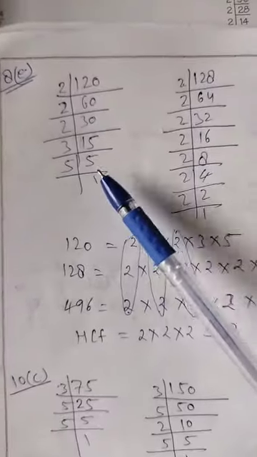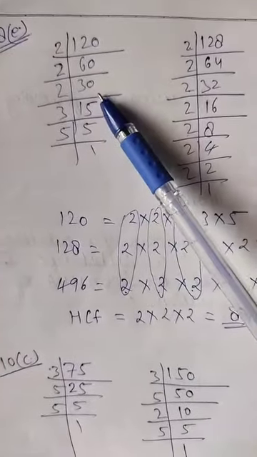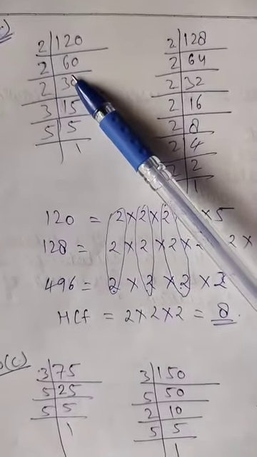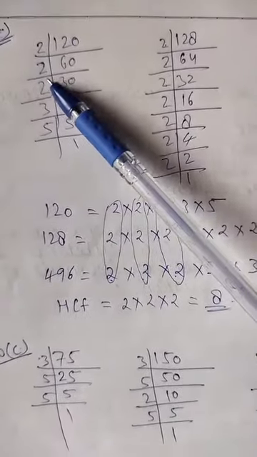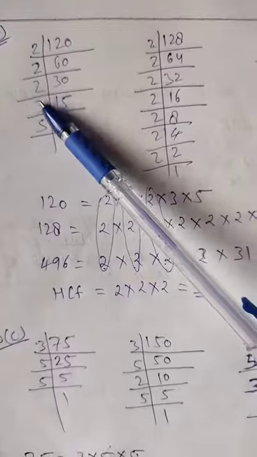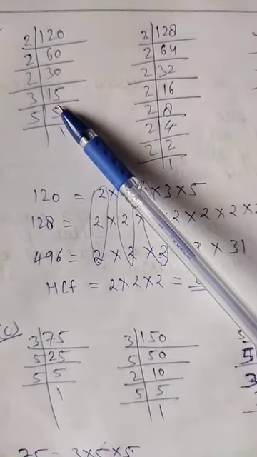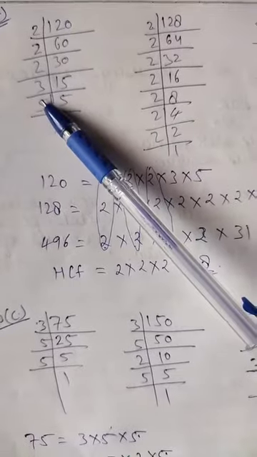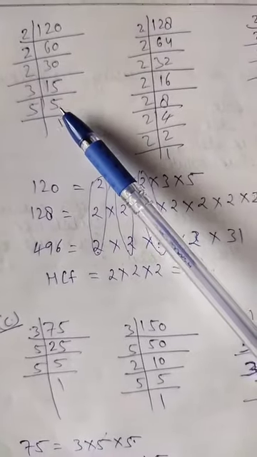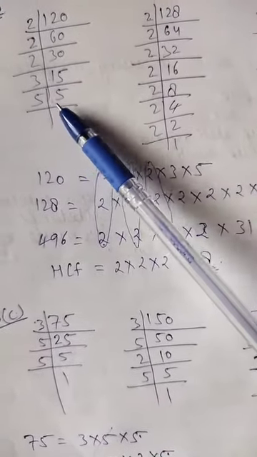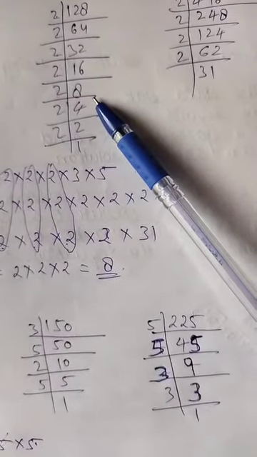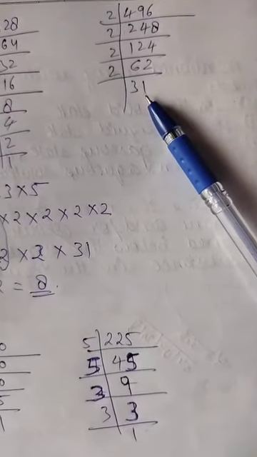First of all, we will find the factors of the 3 numbers. 120 is divisible by 2, so divide by 2 and the answer is 60. Again 60 is divisible by 2, so write 2 and divide; the answer is 30. Again 30 divided by 2 is 15. Now 15 is divisible by 3, so write 3 and divide, and you get 5. Now 5 is divided by itself and you get 1. Similarly, you have to factorize 128 and 496.